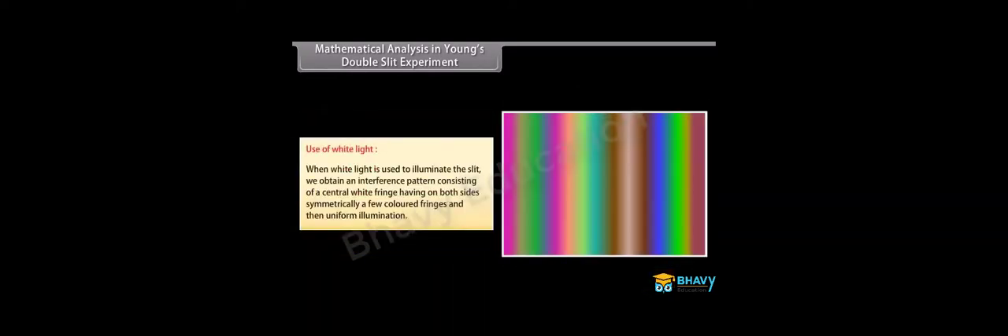Fringe width. Fringe width is defined as the separation between two consecutive maxima or minima. Beta is equal to y(n+1) minus yn, which is equal to D lambda upon d. Angular fringe width is given by beta upon D, which is equal to lambda upon d. Use of white light: when white light is used to illuminate the slit, we obtain an interference pattern consisting of a central white fringe having on both sides symmetrically a few colored fringes and then uniform illumination.